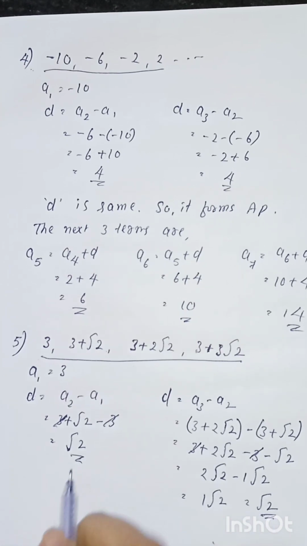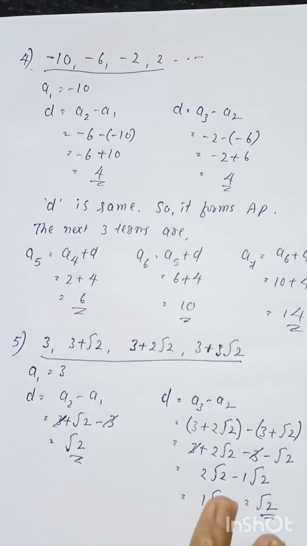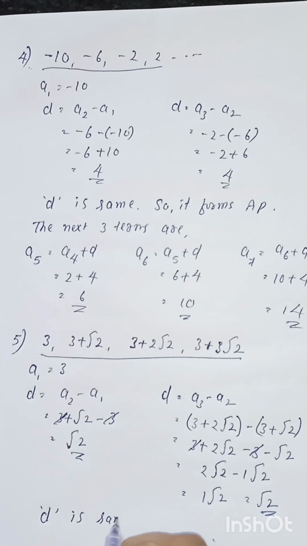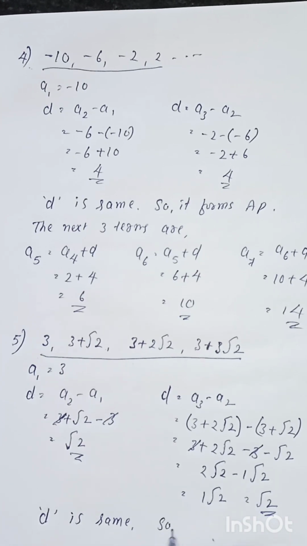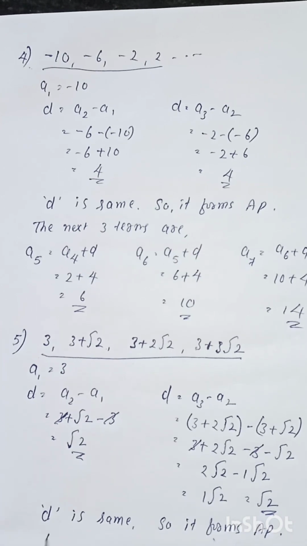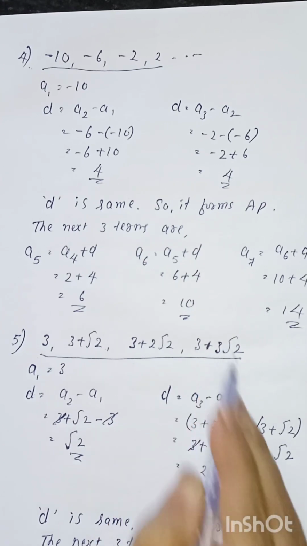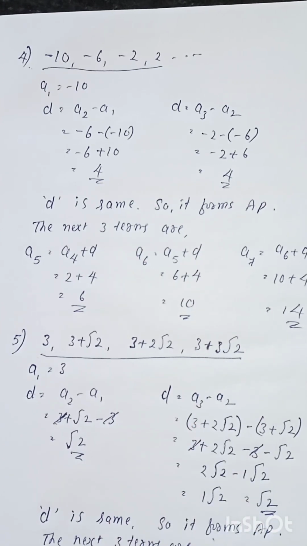So here also the common difference is root 2 and here also it is root 2. So the D is same. It forms AP. The next three terms are, first A5, that is A4 plus D. What is A4? 3 plus 3 root 2 plus D is root 2.